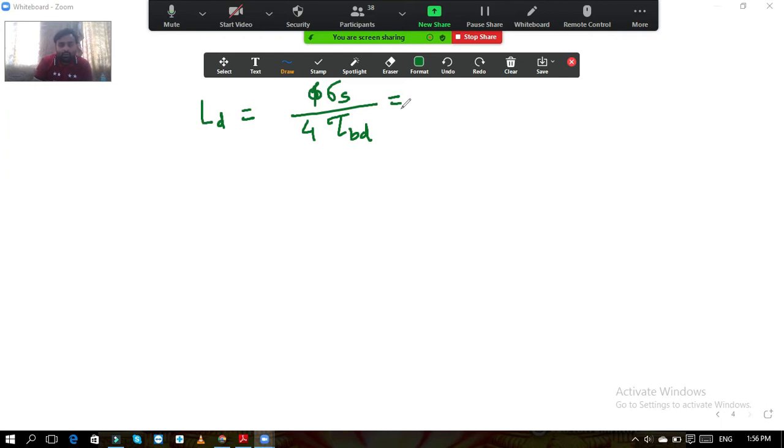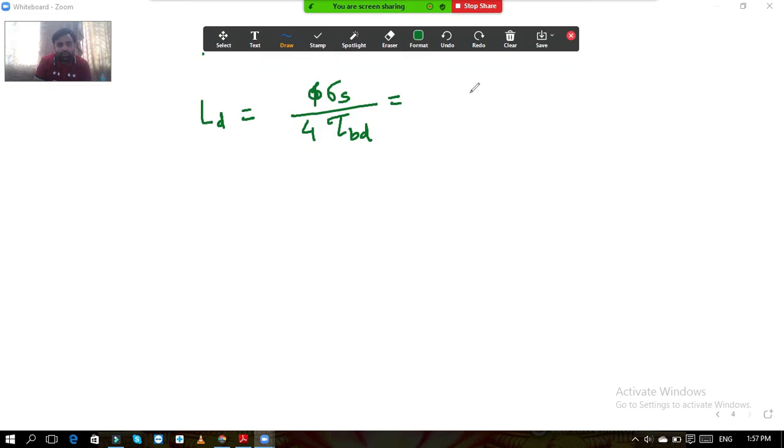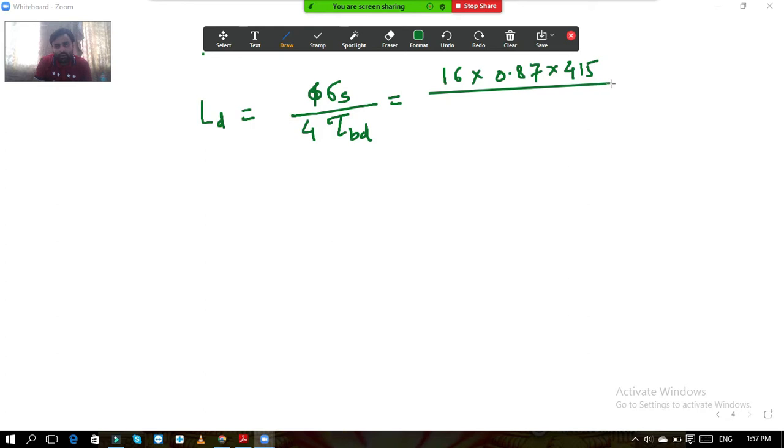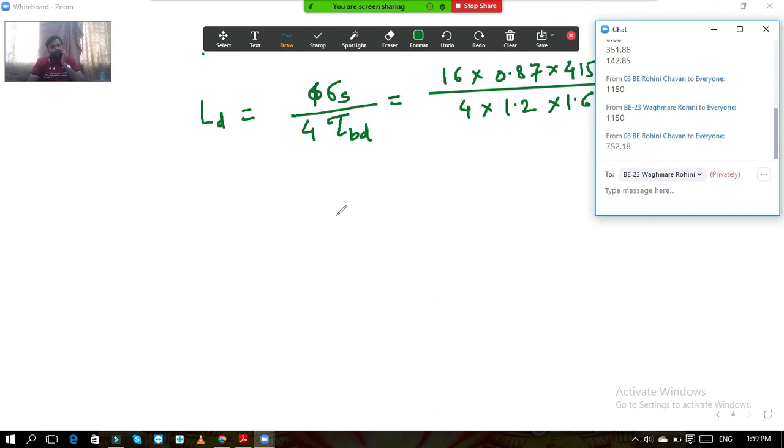So now here I will write the values so that you can calculate it fast. So phi is 16 into 0.87 into sigma s is 415, okay, whole divided by 4 into tau bd value is 1.2, and we use deformed bars, so you should multiply it by 1.6. From this you will get the value of development length. So calculate the development length now. Calculate it now and let me know the answer.